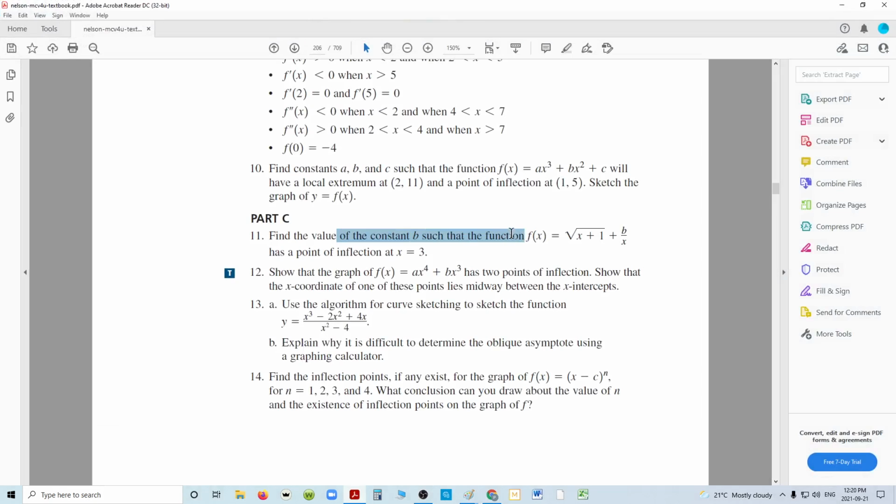Find the value of the b constant such that this function has a point of inflection at x is equal to 3. So that means the second derivative will equal 0 when x is 3. That's a lot of work, so I'm going to save those last 3 for the next one.